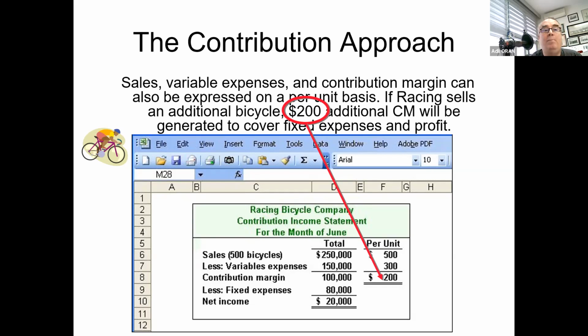That is going to give you how many bicycles you need to sell to break even. If you want that same break-even point in dollars, then you would take the same $80,000 fixed cost divided by the contribution margin ratio, the percentage, which is contribution margin 200 divided by 500, so a 40% contribution margin ratio. So 80,000 divided by 40% would give you your sales revenue in order to break even in dollars.